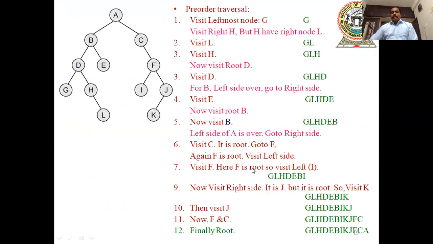So now we will discuss the same diagram. What is the post-order traversal? We have to visit left, right, and then root. Left child first, then right child, then root. This portion is the entire left, this portion is the entire right, then we will visit A.